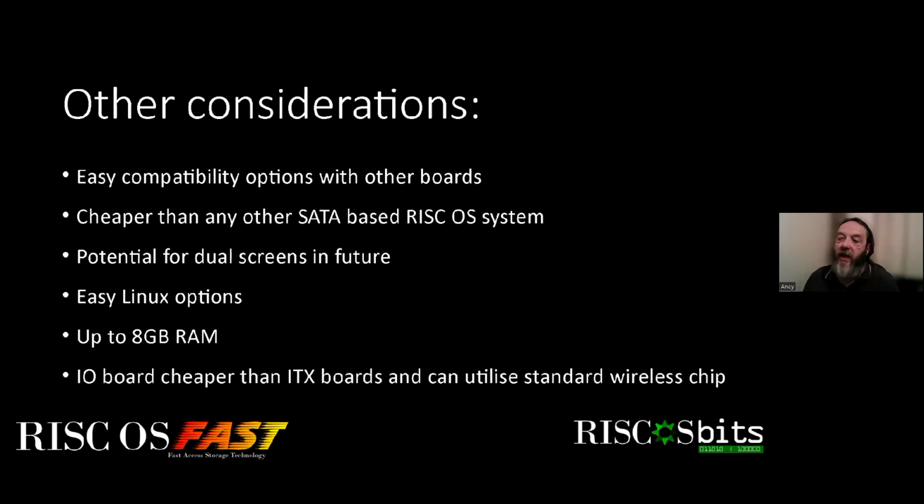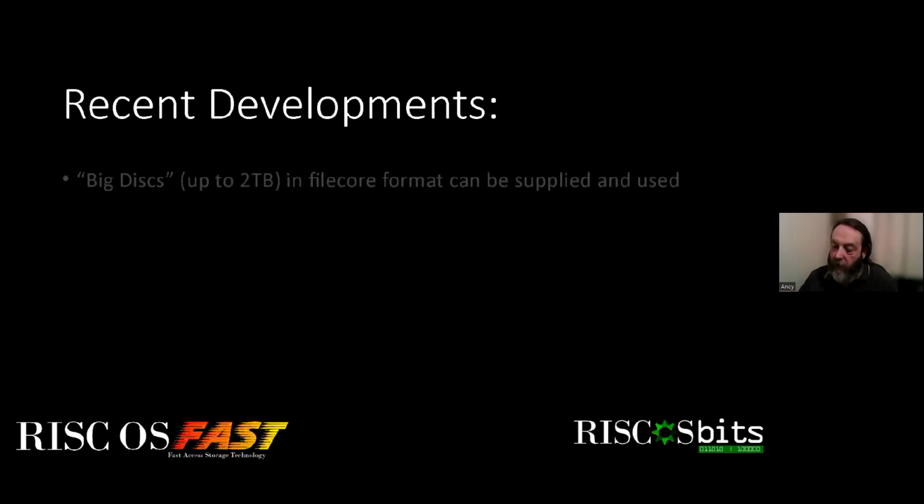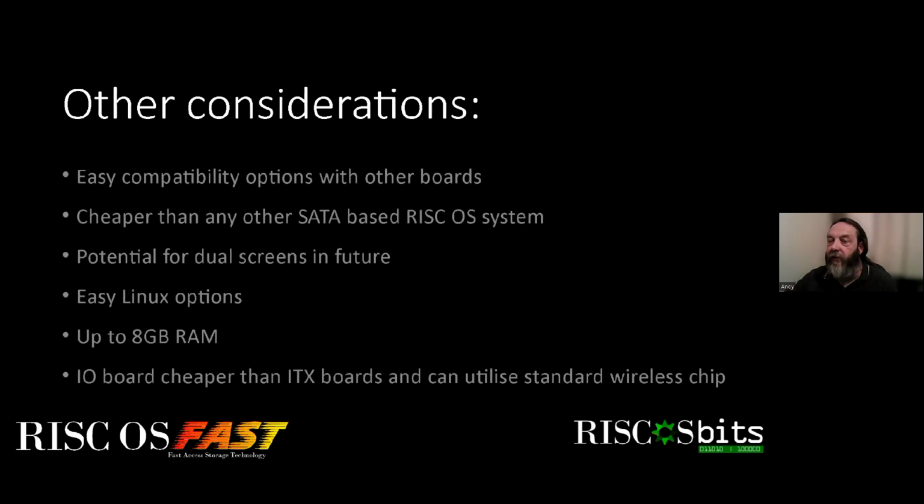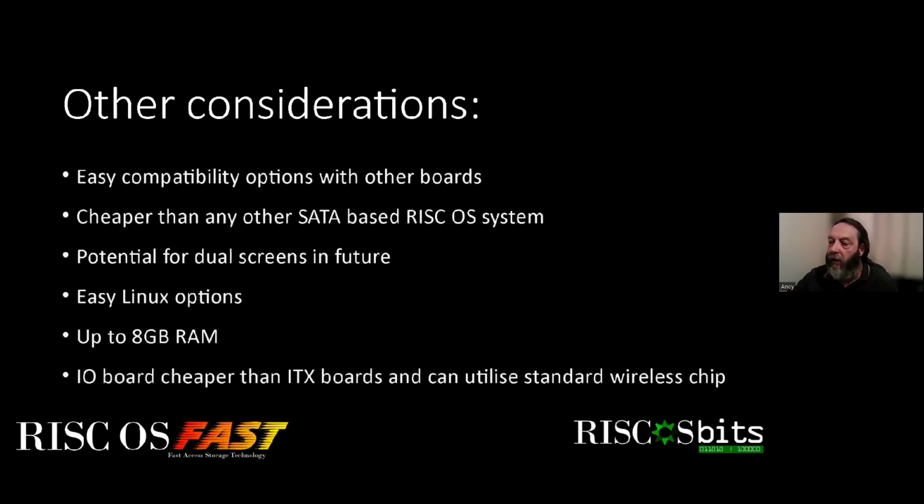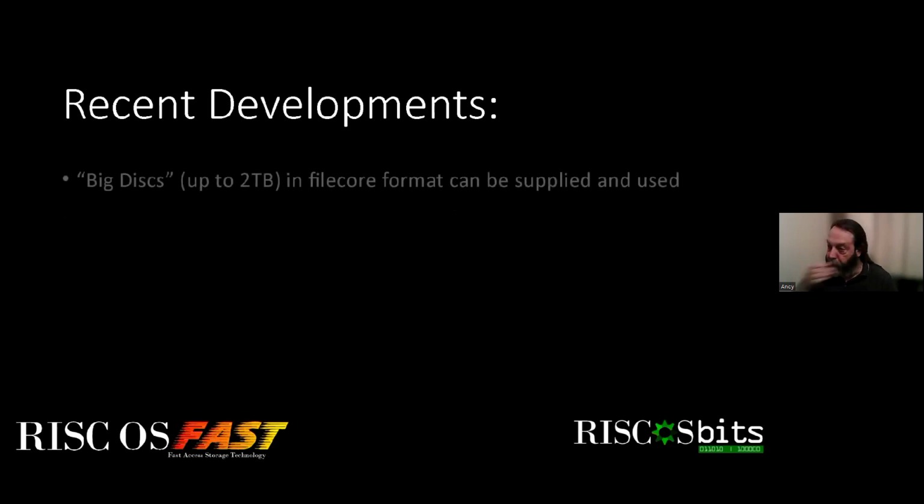And we've got those easy Linux options. So using Raspberry Pi or other Linux variants developed for the Pi that are better documented than some of the more obscure ones. You've got that option of going up to 8 GB of RAM if you really need to. I can't imagine what you'd do with 8 GB of RAM, but sometimes people just want that. And it has that standard wireless chip that gives us an advantage. Should somebody develop wireless for the Raspberry Pi for RISC OS, we're kind of there already. It's already built in. It's just a case of getting it running.